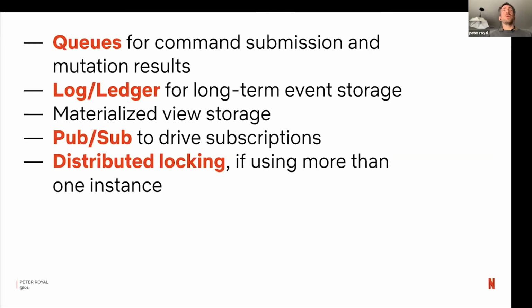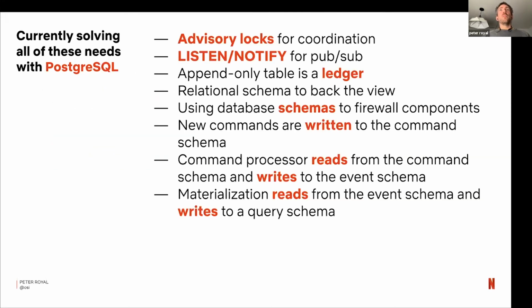And if we are operating in a multi-node environment, we might want some sort of distributed locking, if we're utilizing an actor model to say that there's only one instance of an actor anywhere. We at the moment are solving everything with Postgres. It does everything, and for us, it helps reduce the operational overhead for the team. Advisory locks are able to be used for coordination.